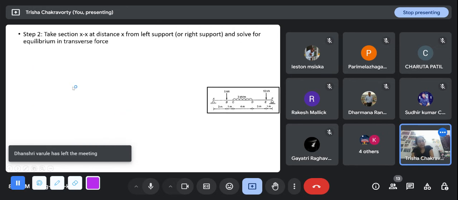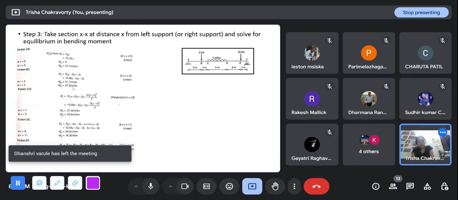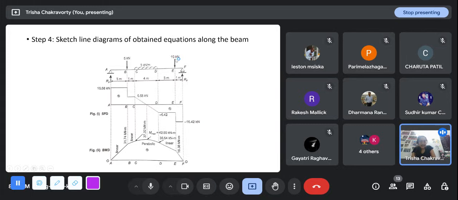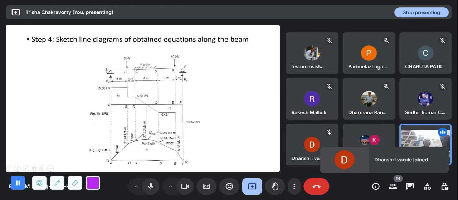So since this RF is providing an anti-clockwise moment about any point here, RF into x will be positive. So you'll see it is going positive. Then again it will be a straight line, then the parabola, then straight, and it will end at 0 at both the hinged and roller supports.